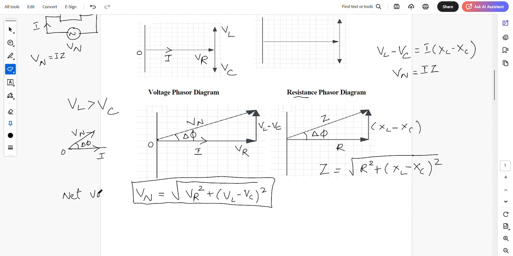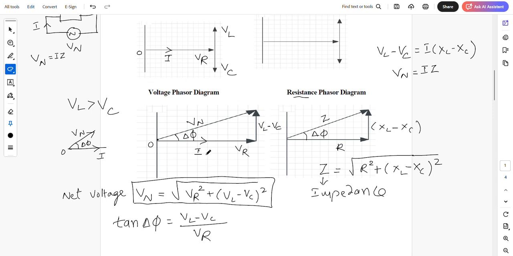For calculation, this is the net voltage, and this Z is the impedance. Now, how to calculate tan of delta phi? If I observe the voltage phasor diagram, tan of delta phi is perpendicular by base, that is opposite by adjacent. That is VL minus VC by VR.